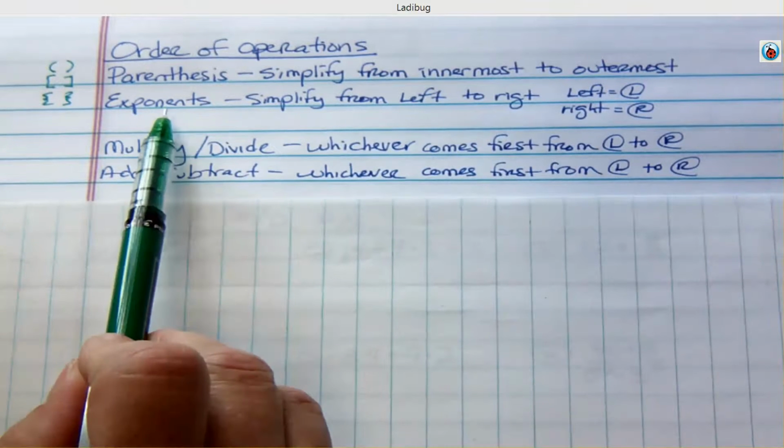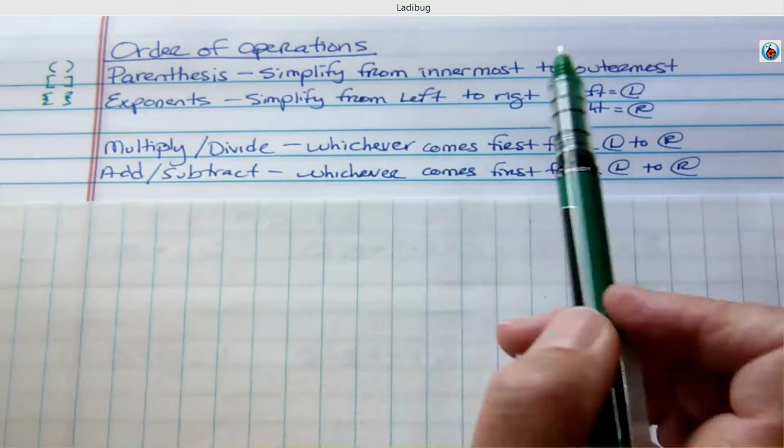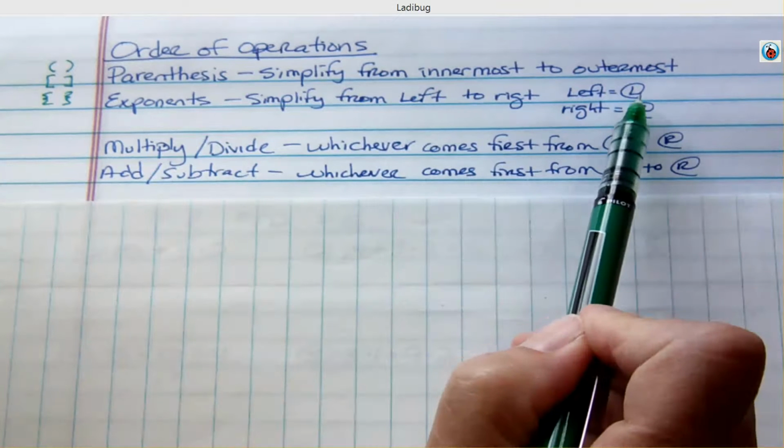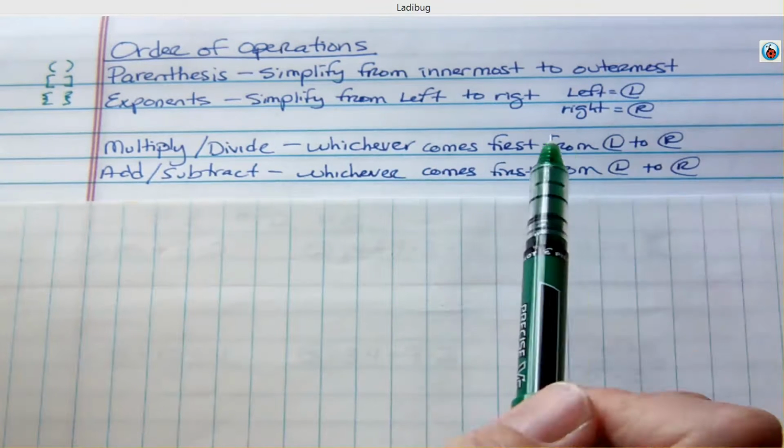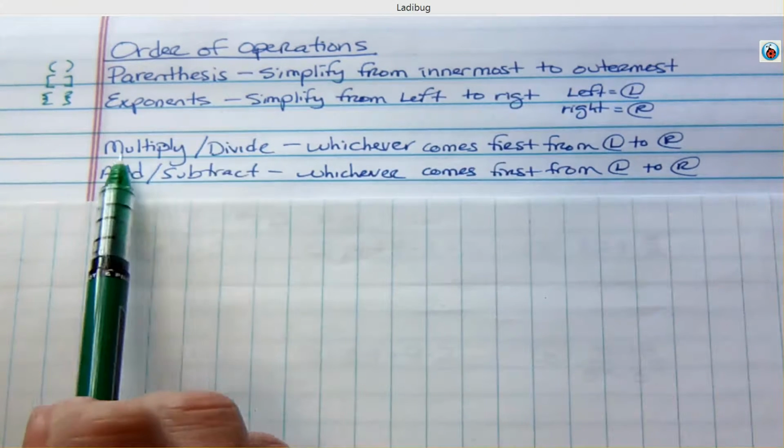Then we're going to do exponents. You simplify from left to right. And after this, my left is an L with a circle around it, and my right is an R with a circle around it out of laziness. And then multiply and divide.